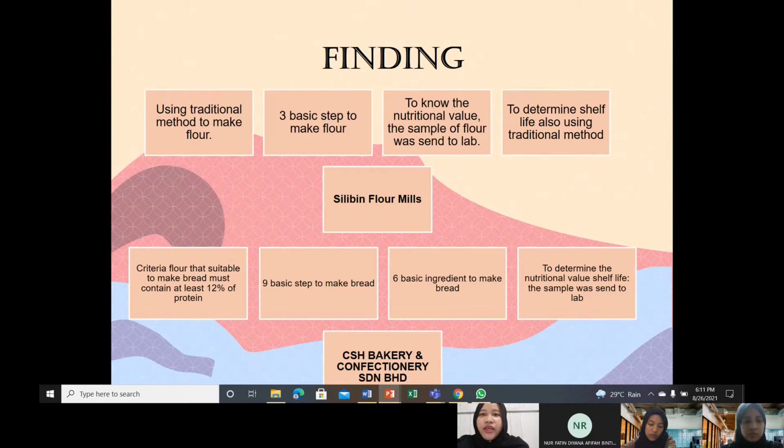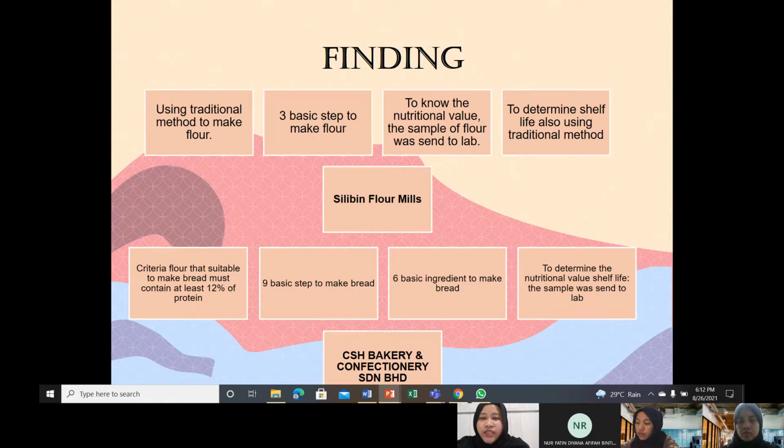For the finding, CDB Flour Mills uses a traditional method to make flour, such as drying the bean under sunlight. The 3 basic steps to make flour are dry, grind, and filter. To know the nutritional value, the sample was sent to the lab. To determine the shelf life, they also use the traditional method, which is only taking a look, and state that it will last up to 10 months.